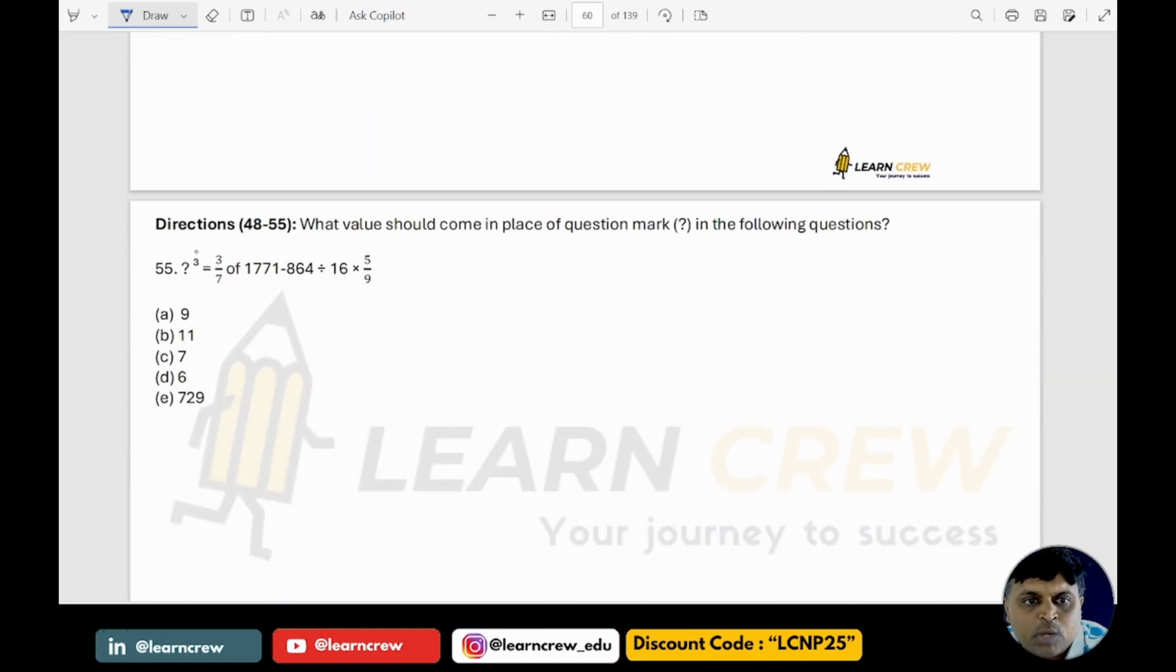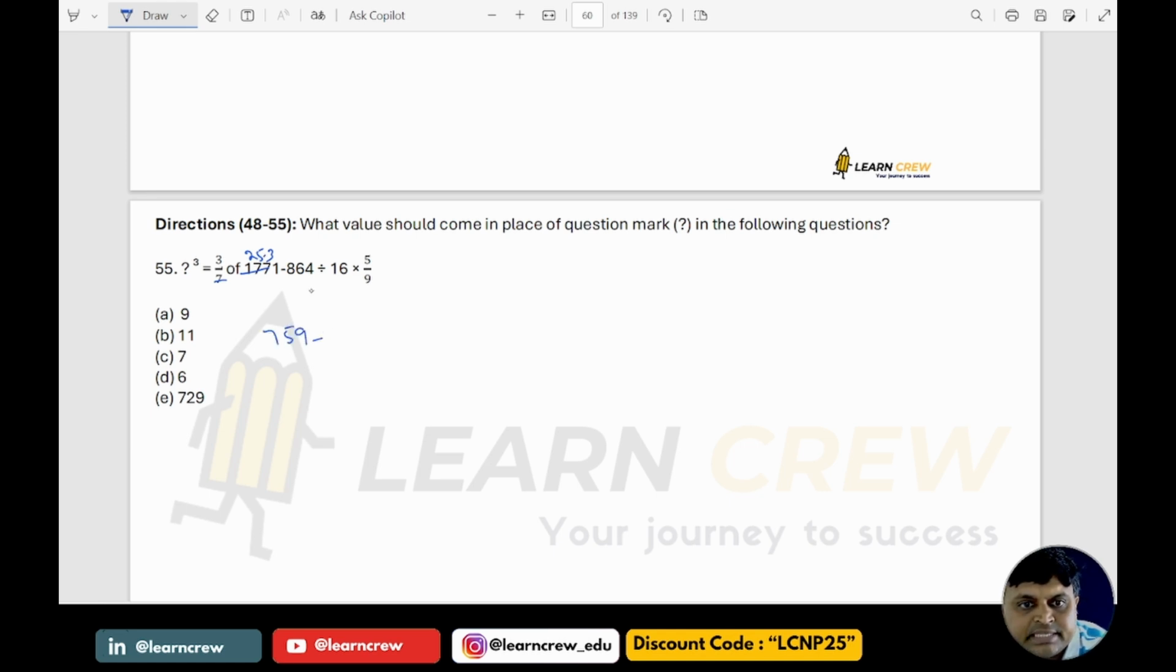Next, how much cube is equal to 3 by 7th of? 3 by 7th of 1771. So how much you'll get here? How many times? How much is it? 7 2s are 14. 7 25s are 175. 253 times. 253 into 3 is 759.